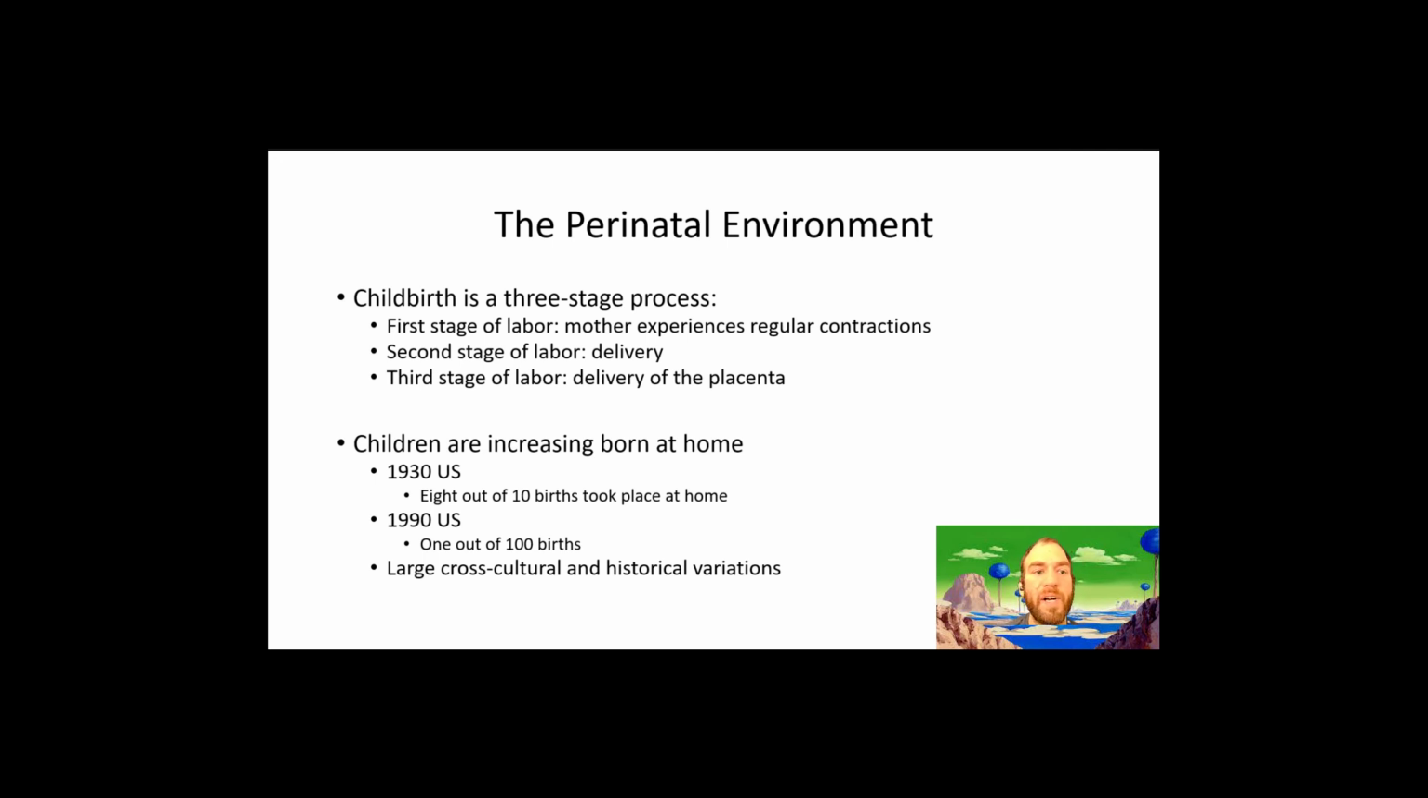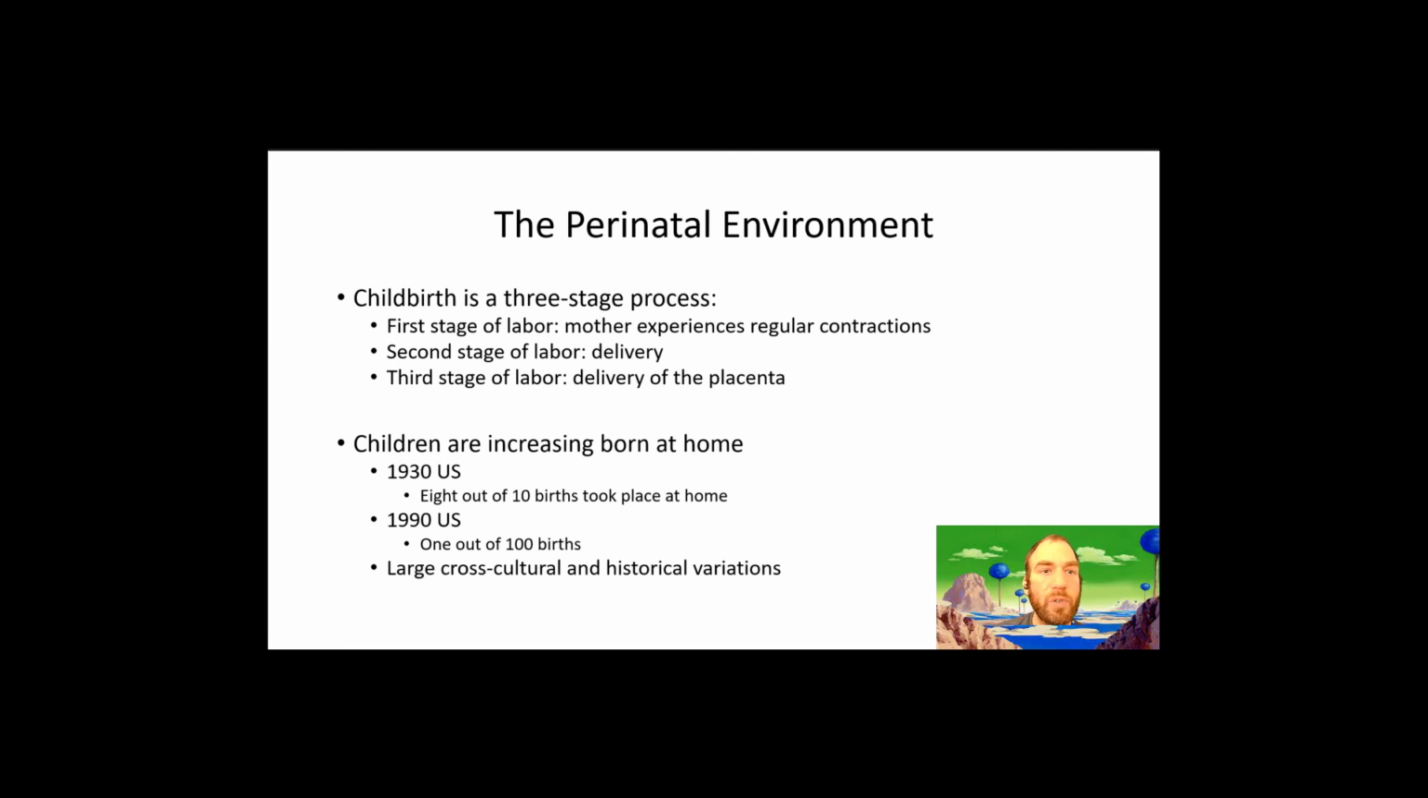The perinatal environment. Childbirth is a 3-stage process. First stage of labor, mothers experience regular contractions. Second stage of labor, delivery. Third stage of labor is delivery of the placenta. Children are increasingly not born at home. In 1930, 8 out of 10 births took place at home. In 1990, 1 out of 100 births took place at home.